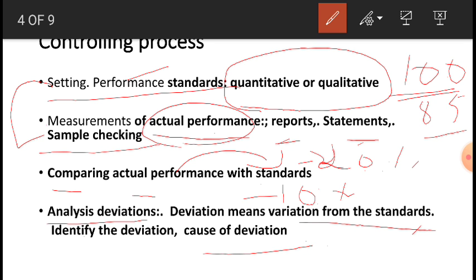It is similar to you writing the exam. Standard is set at 100 marks. Measurement of actual performance, how much you have done, maybe 80 marks. Comparing actual with standard, 100 is the standard, actual is your 80 marks. Analysis of deviation, it has become less, why it became less: you did not study or you did not watch the online videos, the preparation was not good.